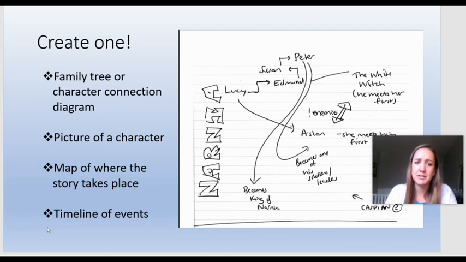These are just examples of 4 different types of text features that you could do. However, if you have a better idea or a different idea that you would like to do, and create one for your fantasy novel, feel free to do that. Yeah, create it, send us a picture. We would love to see it.